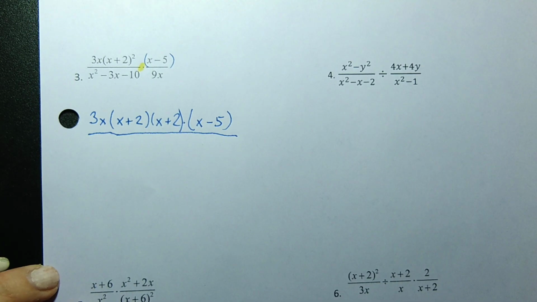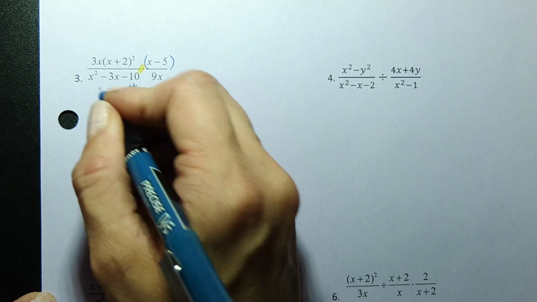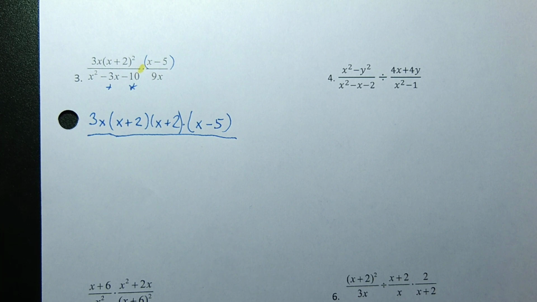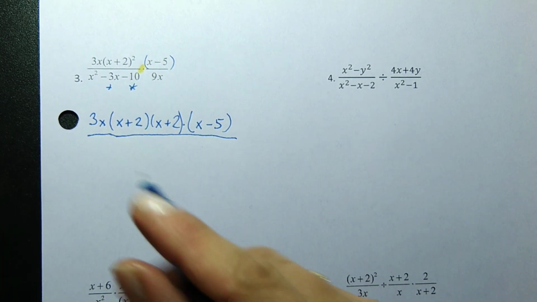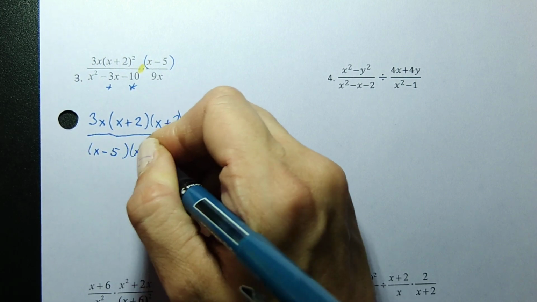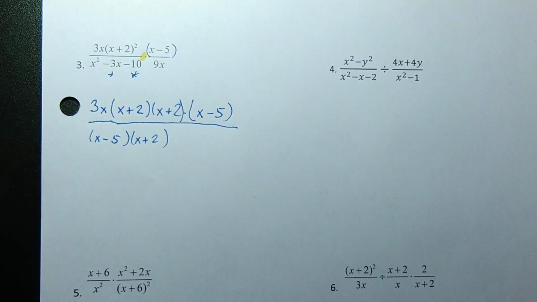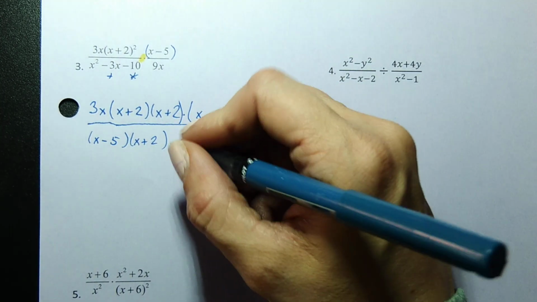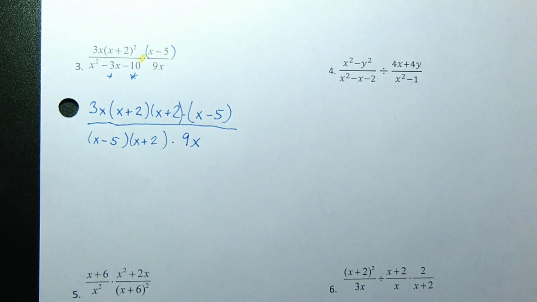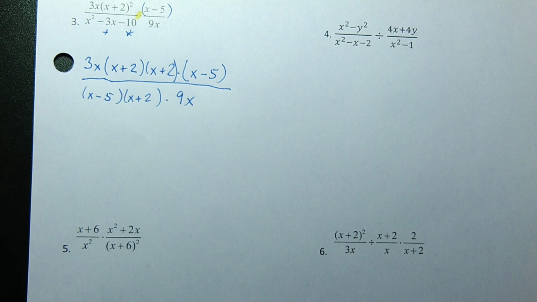Now, on the bottom, can I factor this one? Product of negative 10, sum of negative 3. What are my 2 numbers? 2 and 5, who's negative? The 5. So negative 5 plus 2 is negative 3. Negative 5 times 2 is a negative 10. And times 9x. See if you can cross off all the common factors and simplify.